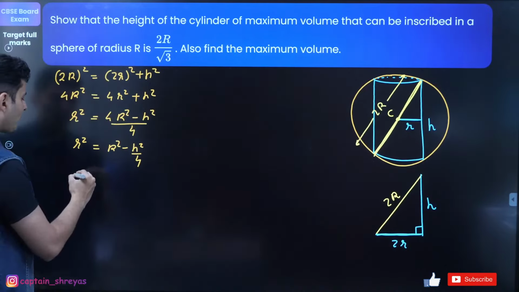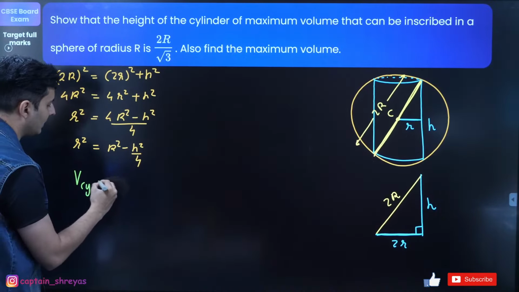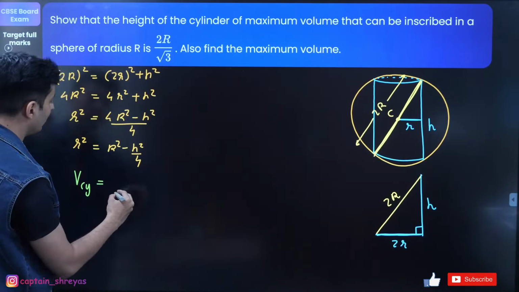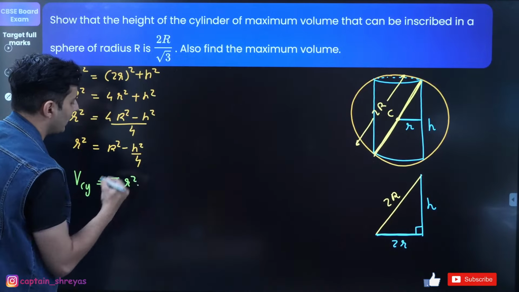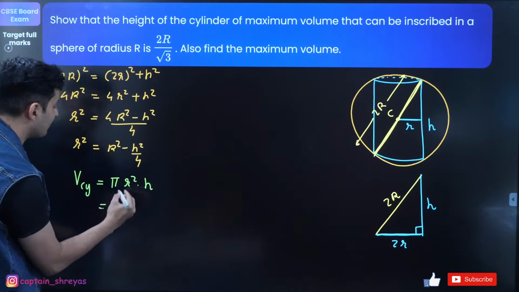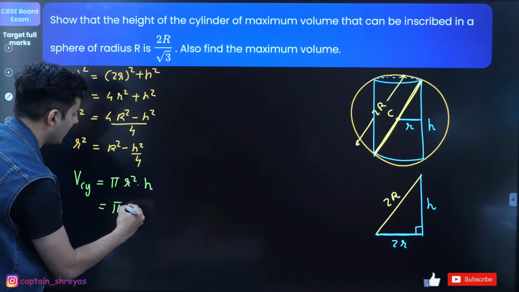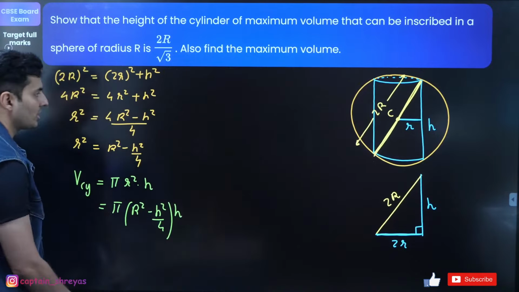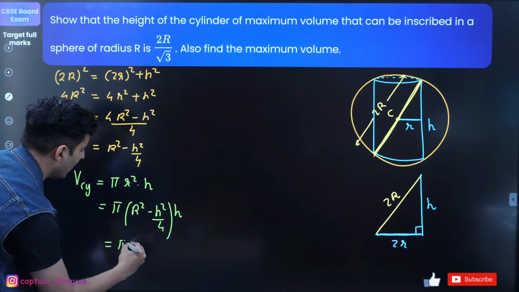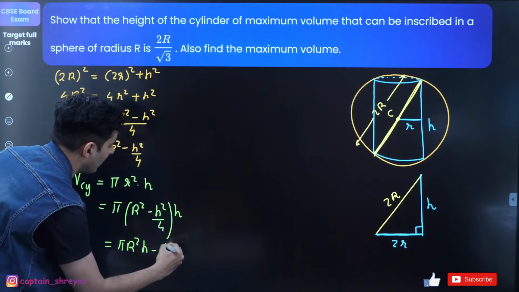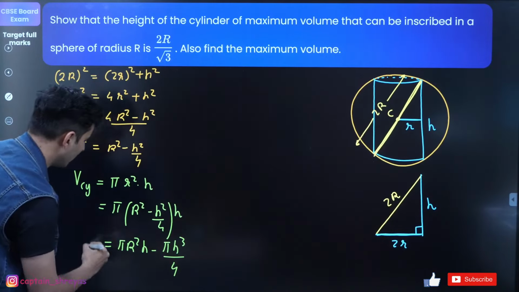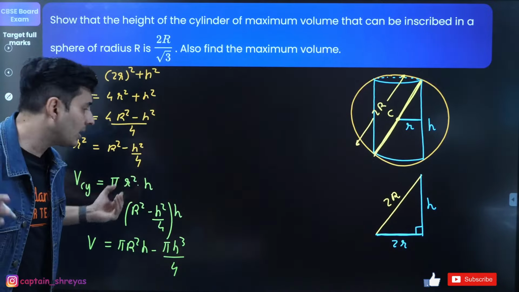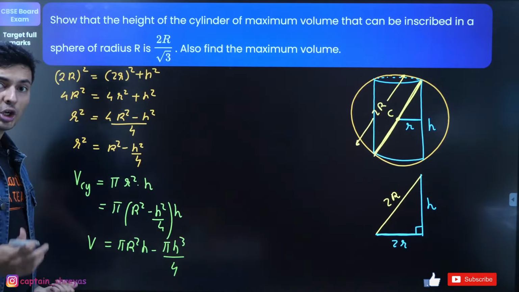Now what is the volume? Volume of that cylinder will be just pi r square into h. Now what is small r square? Use this. So it will be pi into (R square minus h square by 4) into h. So that will make it pi R square h minus pi h cube by 4. That is your volume.